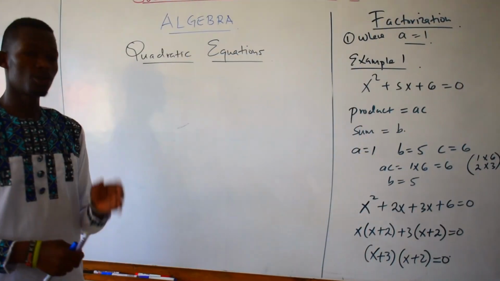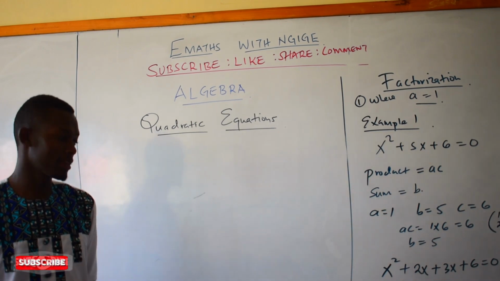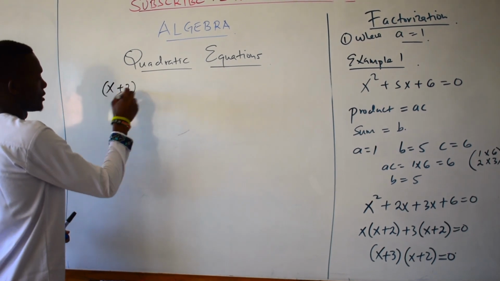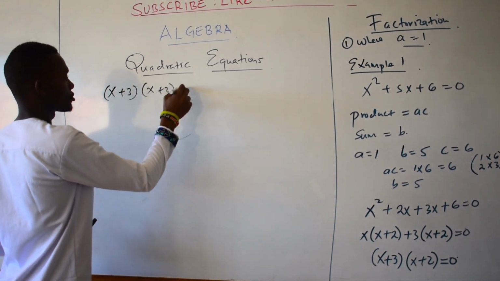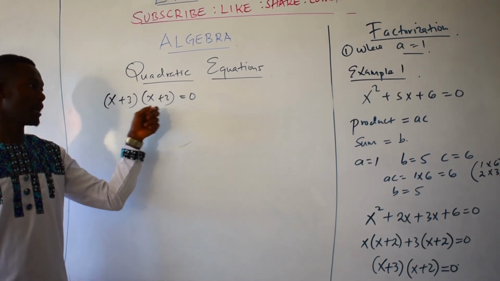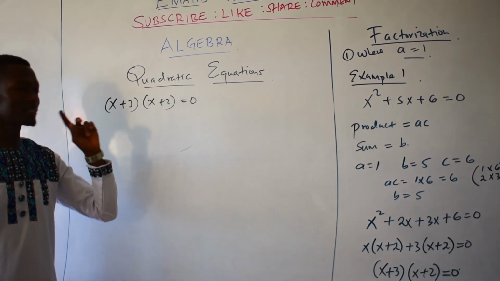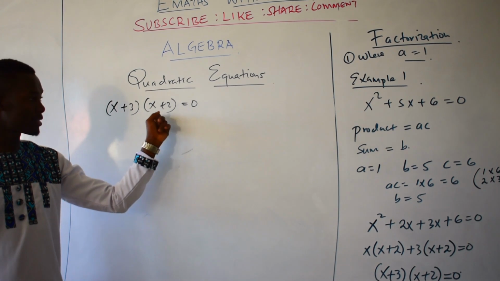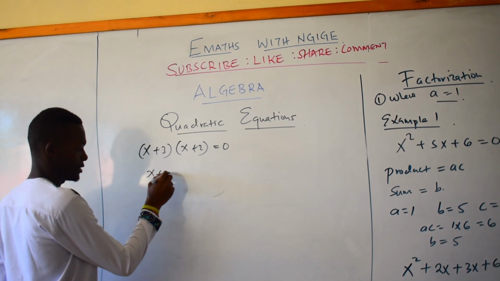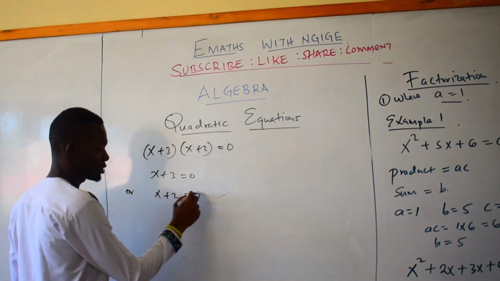equals to 0. What do we know about two factors being multiplied together equalling 0? We know one thing. If you have x plus 3 times x plus 2 equals to 0, it just means either of these terms is supposed to be 0. So 0 times anything just gives you a 0. So it is either this term was 0 or this term was 0. Therefore, it is either x plus 3 equals to 0 or x plus 2 equals to 0.